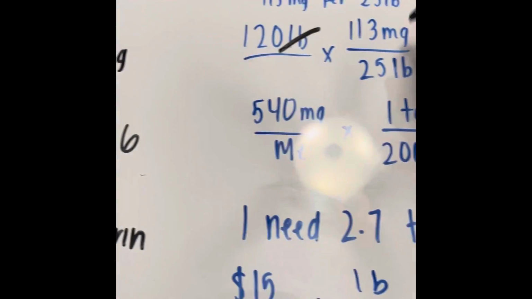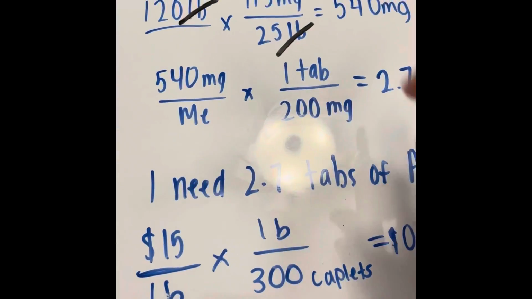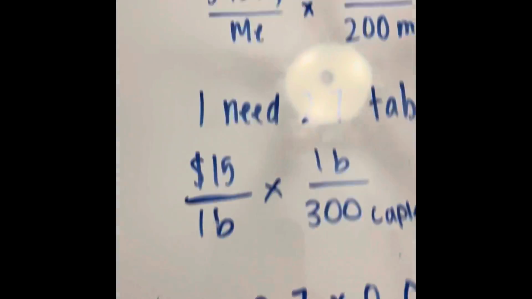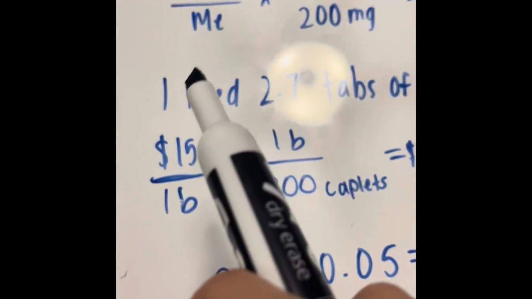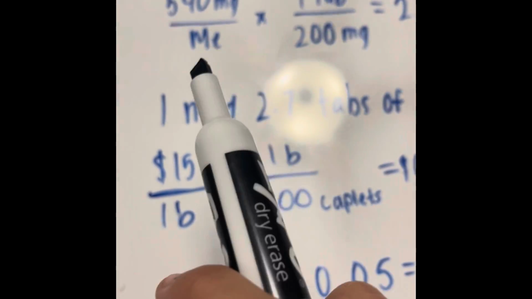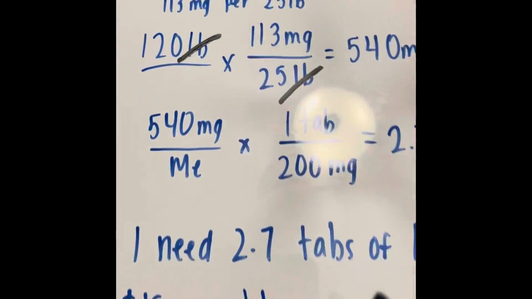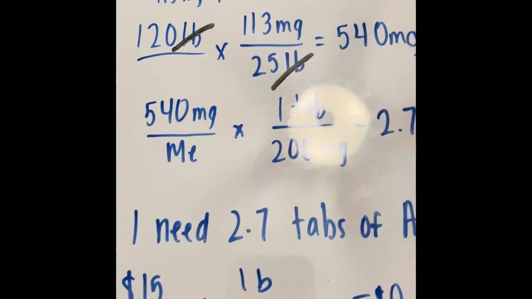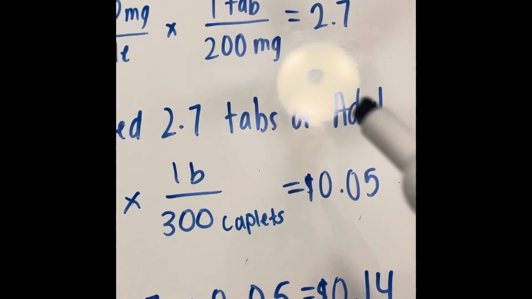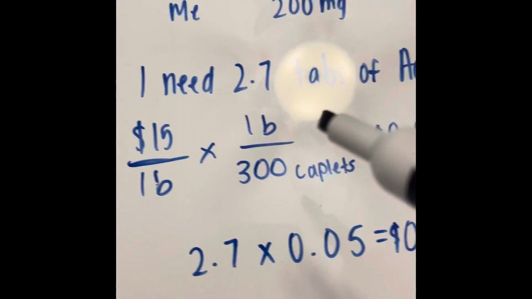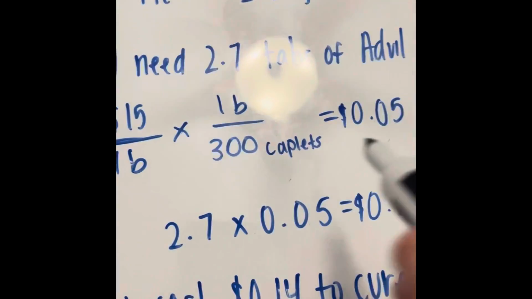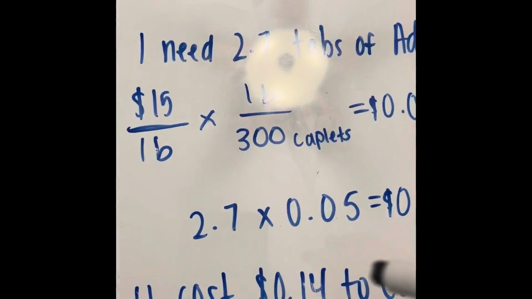So I would cross these out and multiply across and divide. Then for the next step, I would divide the number of milligrams that I need by 200, because that is how much is in each caplet for Advil, and I got 2.7. So from there, I know that I need 2.7 tablets of Advil.